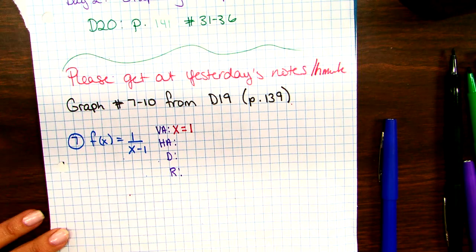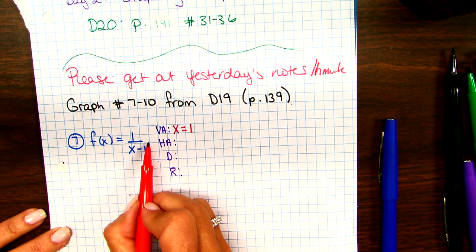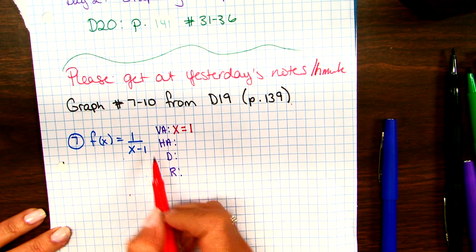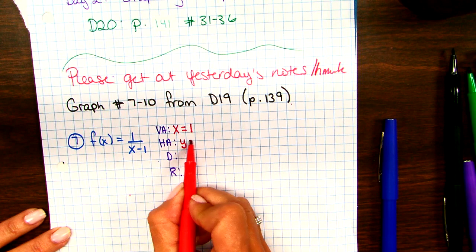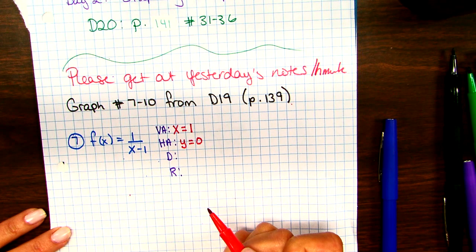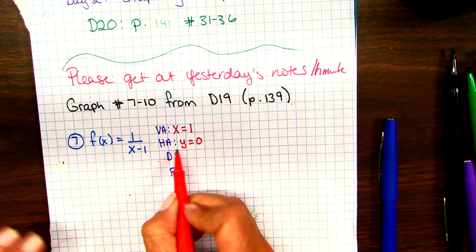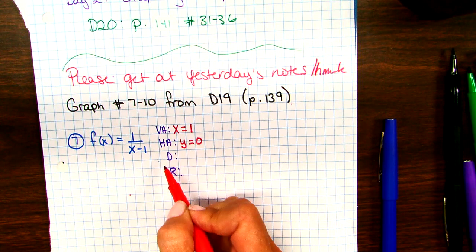Both asymptotes. The HA is the number that's out here to the right. Sometimes there's a plus or a minus number here. That would be your horizontal asymptote. In this case, there isn't one, so it's just y equals 0. Okay, but there is one, it's just 0. You're always going to have a VA and an HA in every single one of these.